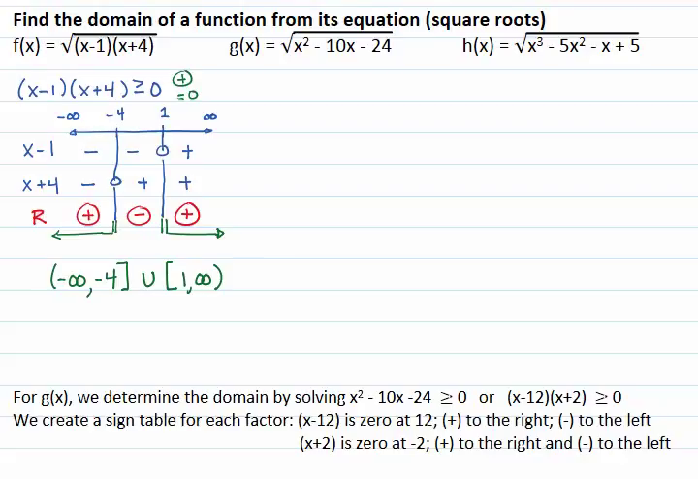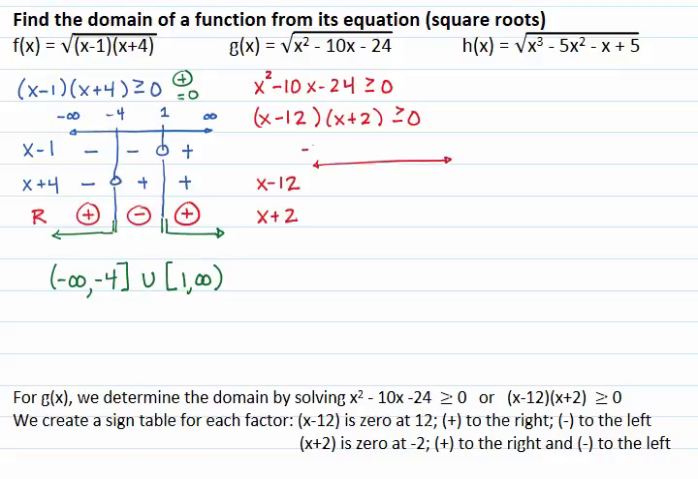For g of x, to find the domain we must solve the inequality x squared minus 10x minus 24 greater than or equal to 0. We need to factor the left, (x minus 12)(x plus 2) greater than or equal to 0, and we need to create the sign table for the expression on the left. X minus 12 is one of our factors and x plus 2 is the other one. The number line from negative infinity to infinity with the zeros of these two factors, negative 2 and 12.